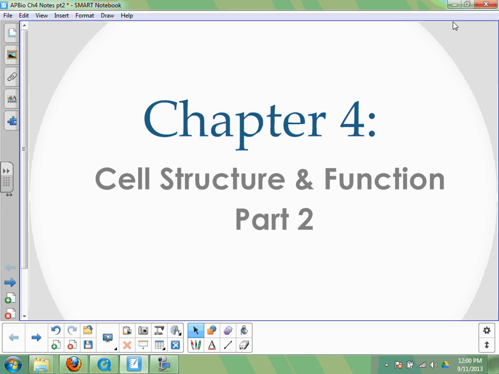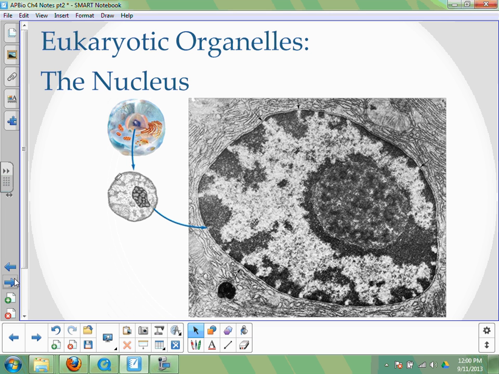In our previous lesson from Chapter 4, we talked about what makes a cell, the different types of cells, and the internal structures of a eukaryotic cell. We're going to look at those internal structures in more detail here in our second part from Chapter 4. And we're going to start with the nucleus.